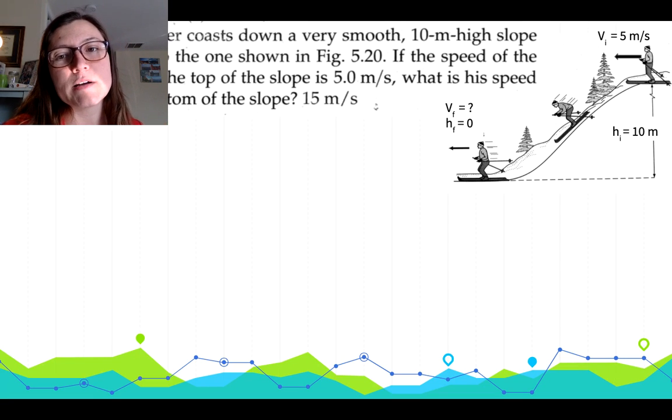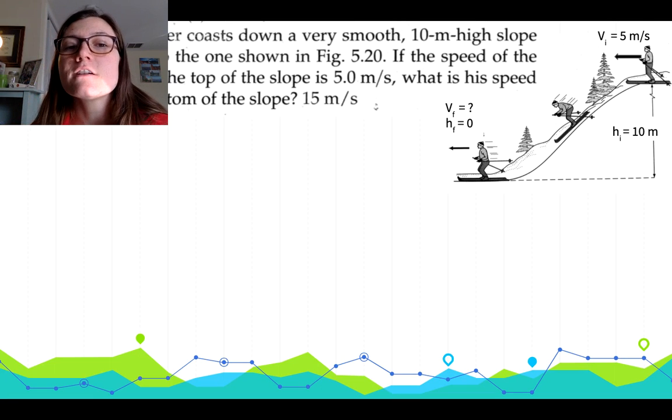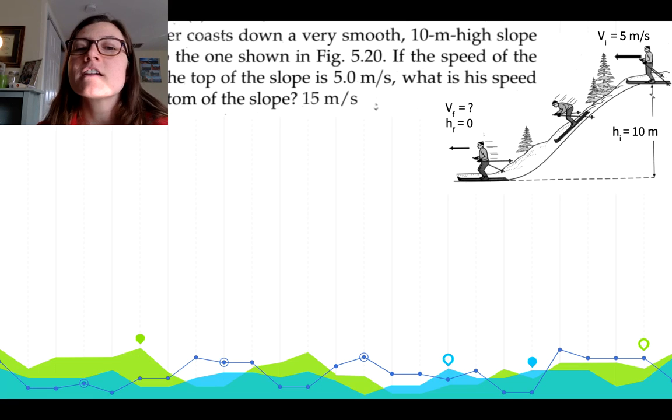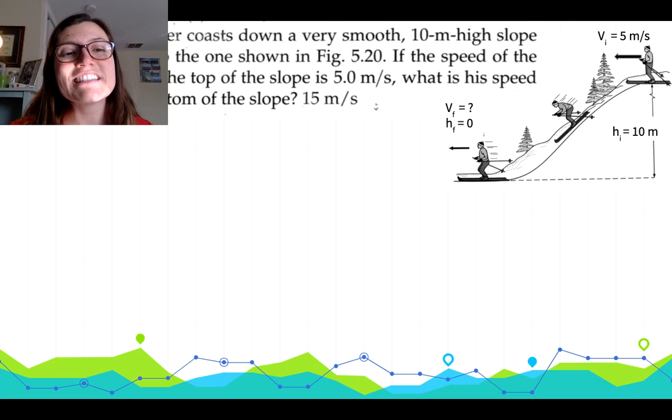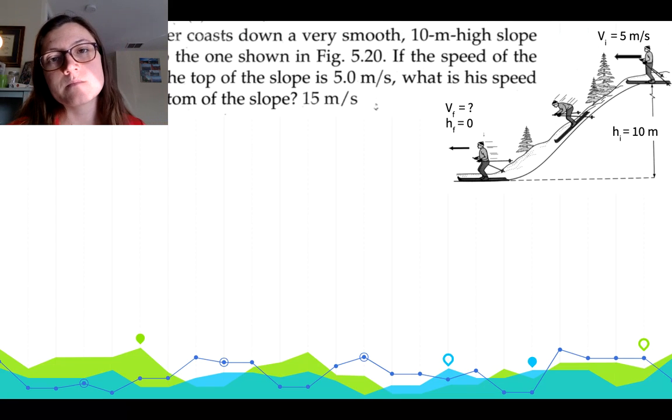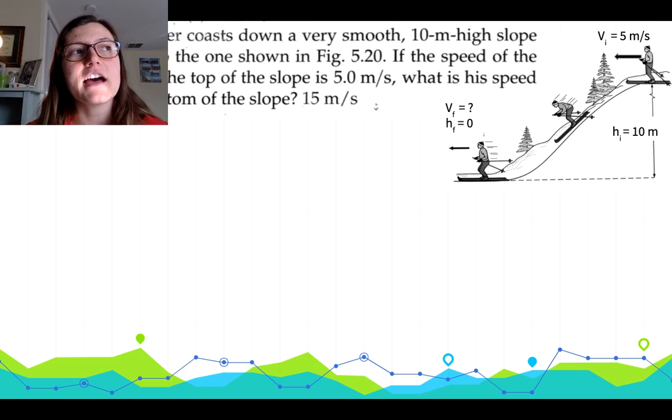A skier coasts down a very smooth 10-meter high slope, similar to the one shown in the figure. That figure is up there on the screen for you. If the speed of the skier at the top of the slope is 5 meters per second, what is his speed at the bottom of the slope? The answer in the book is 15 meters per second, but let's talk about how we get to that.